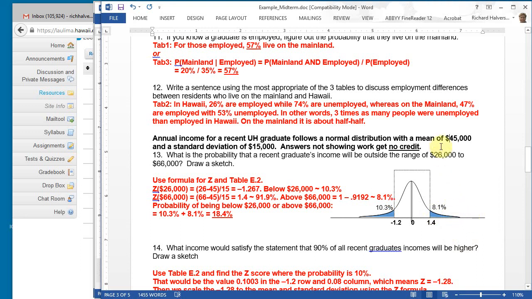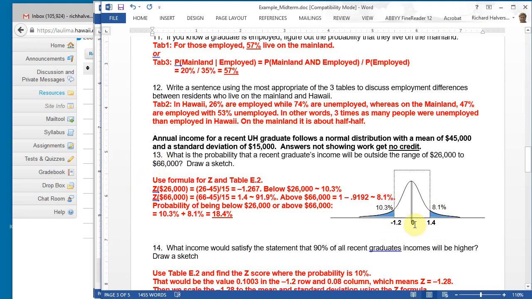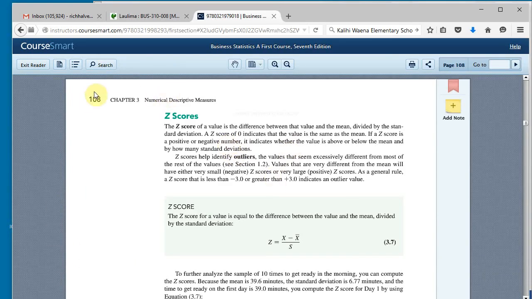The first thing we need to do is calculate what these numbers are down here. I actually have them written here already, but these are the z-scores. This is the z-score for the 26,000, and this is the z-score for the 66,000, and 0, of course, is the z-score for 45,000 because that's the mean. So to compute the z-score, we need to use the formula, which I don't have written here, but if we go back to the textbook, we see that it's on page 108, z-scores.